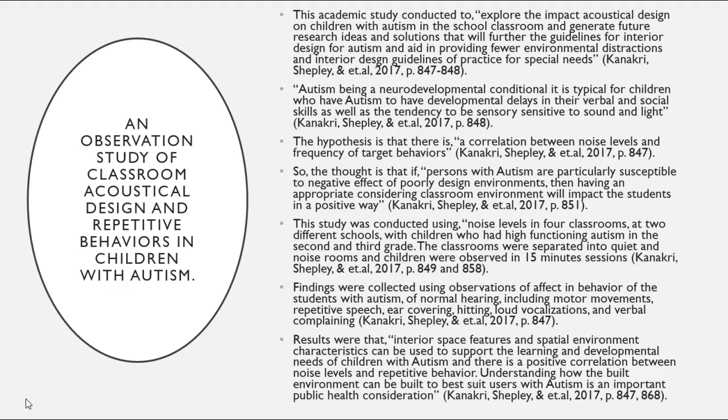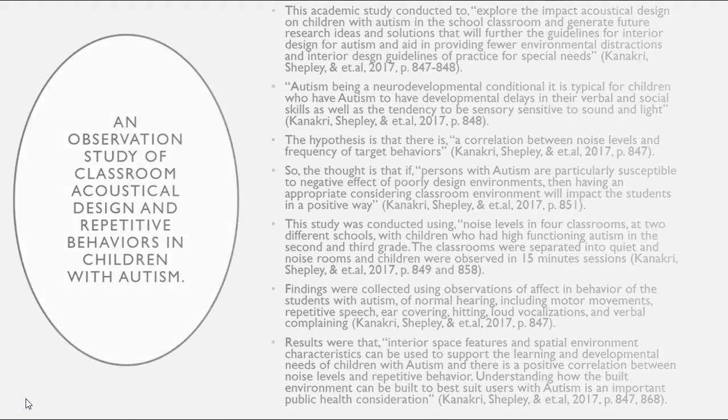And understanding how the built environment can indeed be built to best suit users with autism is an important public health consideration. So early childhood classrooms include more than just on-level kids. It includes children who might have some sort of special need, whether it's cerebral palsy, whether it's autism, whether it's some other neurodevelopmental condition. The design of the classroom needs to be, according to this and so far the consensus of all of my other lit reviews, geared towards the children, and it will indeed impact them in a positive way if done correctly, and it will help their social skills grow.